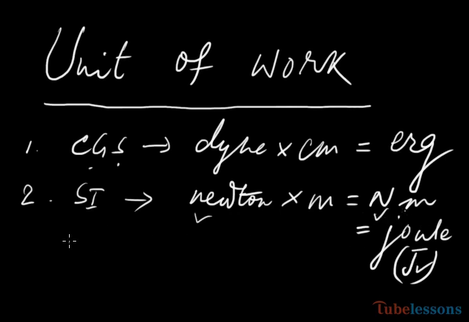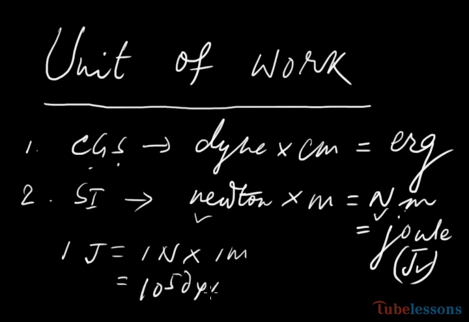Now, the relation between joule and erg. 1 joule equals 1 Newton into 1 meter. That is equal to 10 to the power 5 dyne into 100 centimeter. That is equal to 10 to the power 7 erg. So this is the relation between joule and erg. 1 joule equals 10 to the power 7 erg.